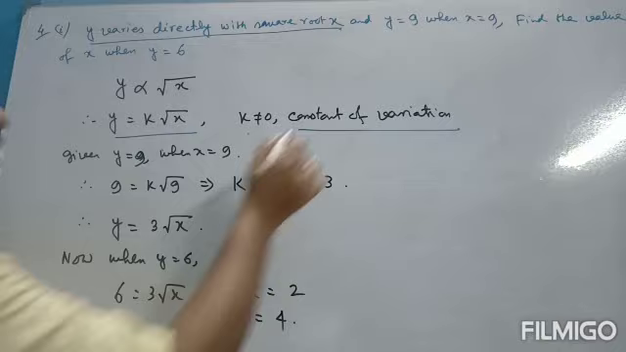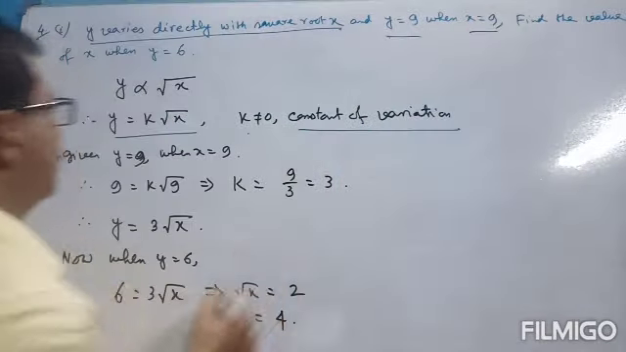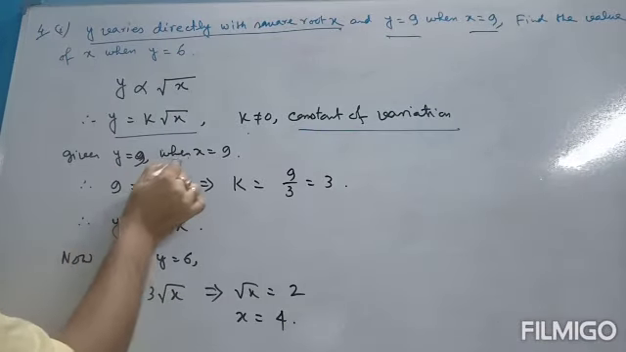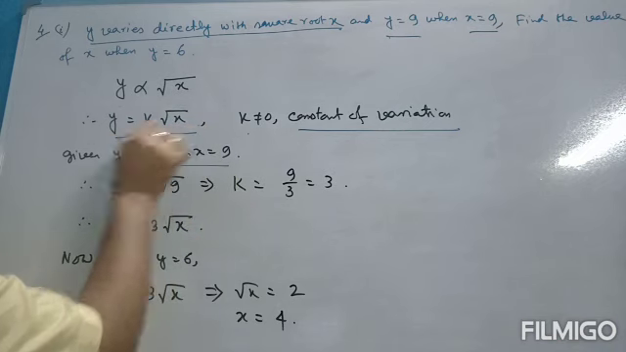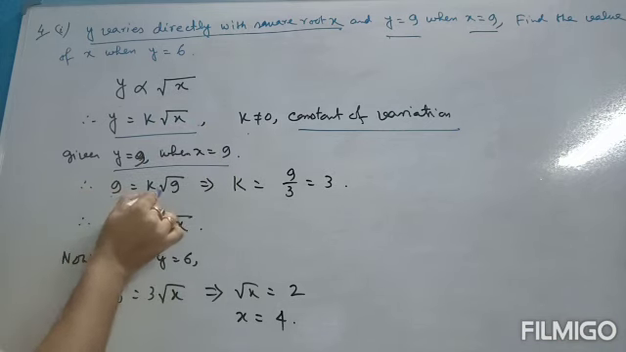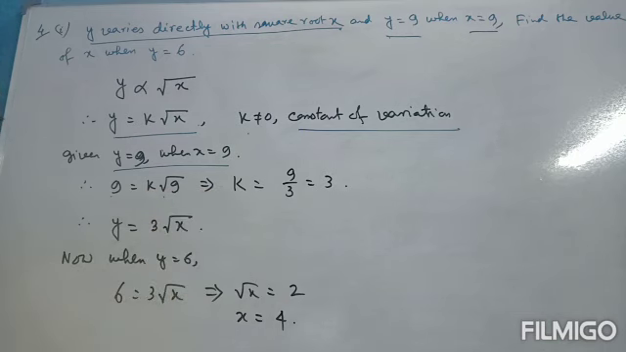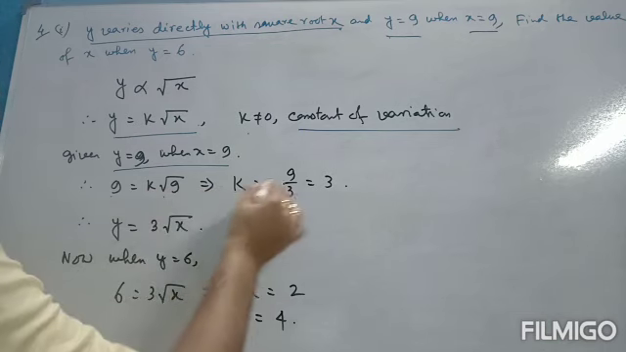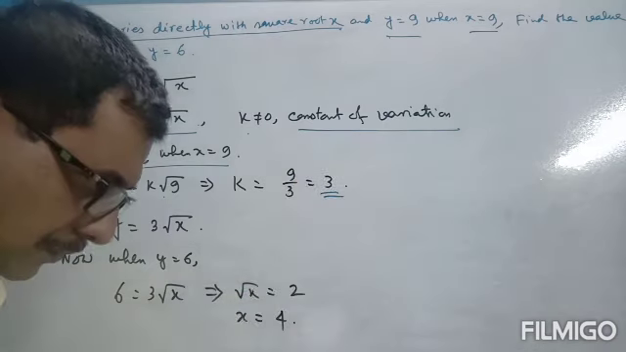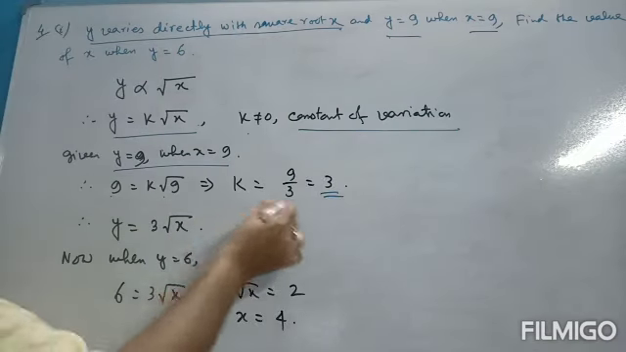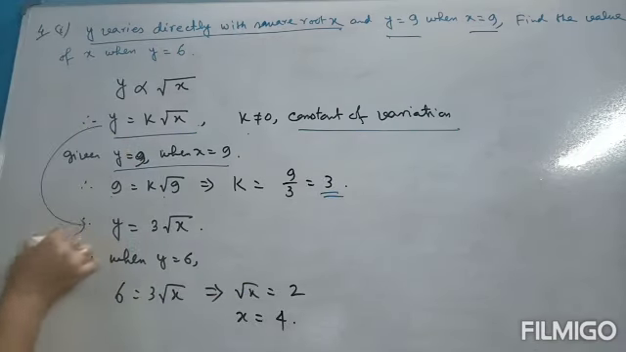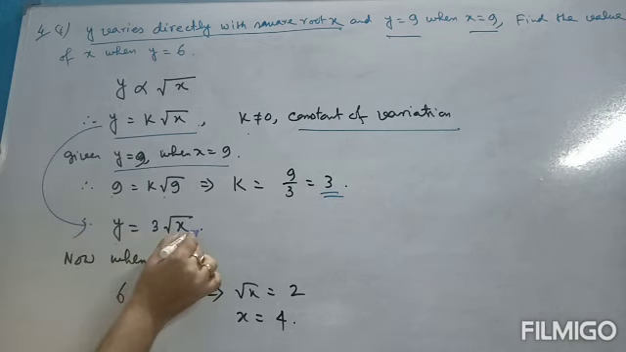Now it is given y is equal to 9 when x is equal to 9. Just put the value y is equal to 9 when x is equal to 9 in this equation. So 9 is equal to k into root 9. So k is equal to 9 by root 9. Root 9 means 3. So k is equal to 3. Now put the value of k in this equation, then we get y is equal to 3 into root x.